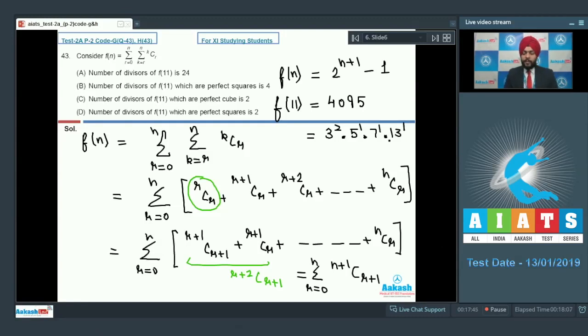Number of divisors of f(11) is 24. Yes, it is true. Number of divisors is (2 plus 1), that is 3, into 2 into 2 into 2. So 3 into 8 is 24. Number of divisors which are perfect squares.